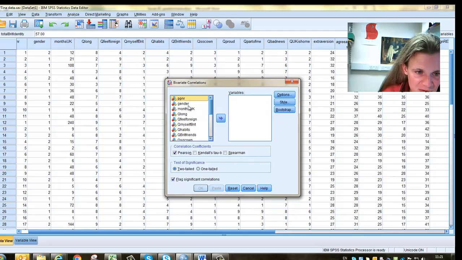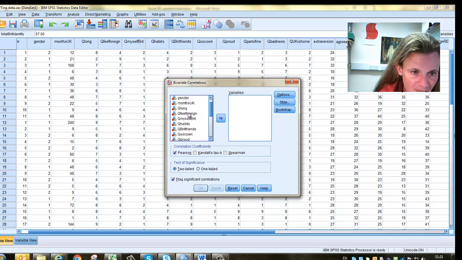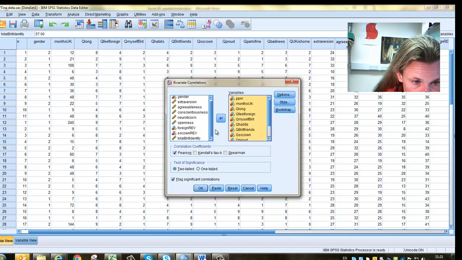So all the variables that you can correlate are here, so you need to select the ones you want. So it'll be, I'll stick that one in there as well. All of them. And then extroversion, agreeableness, conscientiousness, neuroticism, openness.